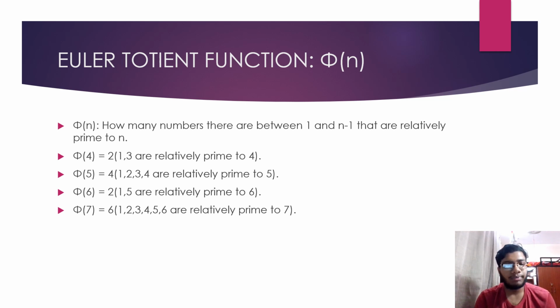So phi of n is how many numbers there are between 1 and n minus 1 that are relatively prime to n. So if we consider n is equal to 4, then phi of 4 is equal to 2 since 1 and 3 are relatively prime to 4. Similarly, for n equal to 5, phi of 5 is 4 since 1, 2, 3, 4 all are relatively prime to 5. Phi of 6 is equal to 2 since only 1 and 5 are relatively prime to 6. Phi of 7 is equal to 6 since 1, 2, 3, 4, 5, 6 all are relatively prime to 7.